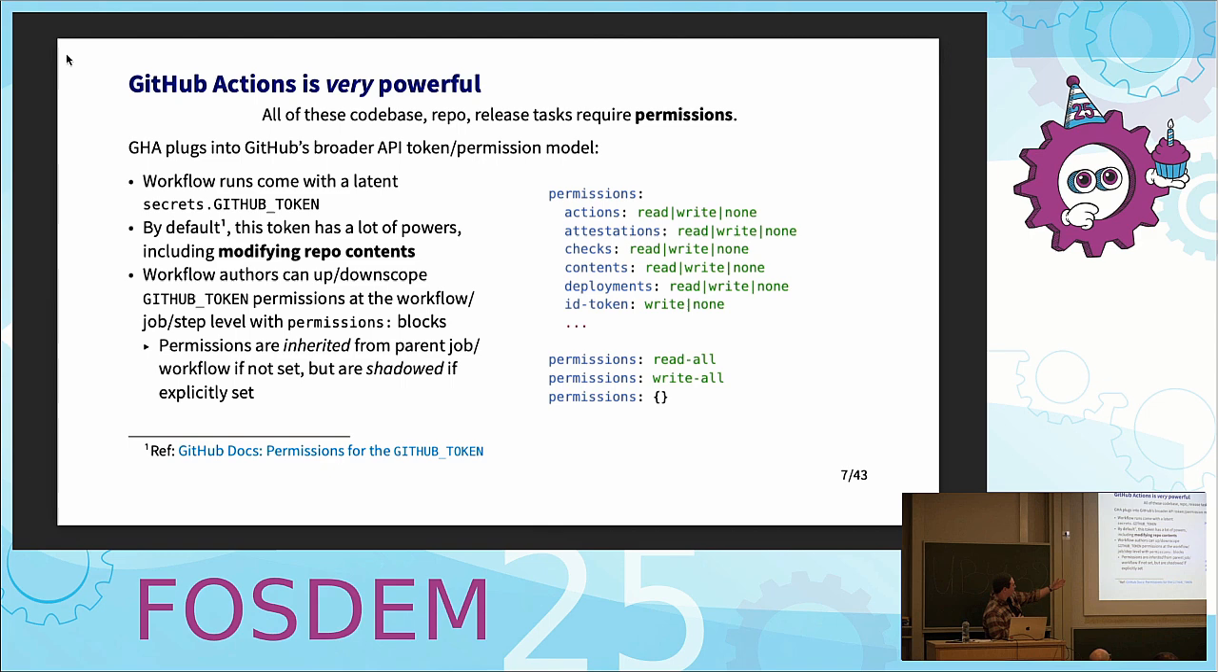So of course you can do things like on the right, where you have explicit read, write, or none permissions for each scope, or you can set read-all or write-all, or you can do an empty object, which means give me no permissions at all. However, that still produces a token. That token just gives you larger rate limits versus not having a token.